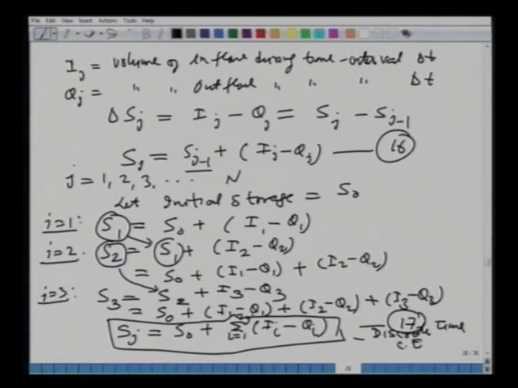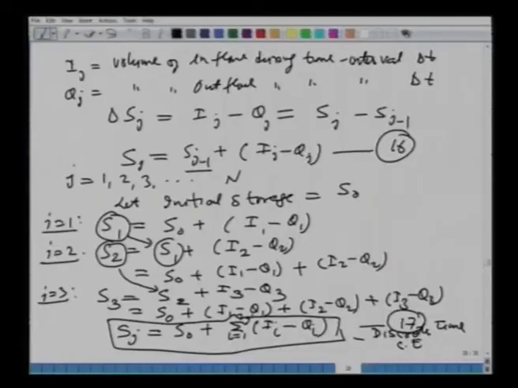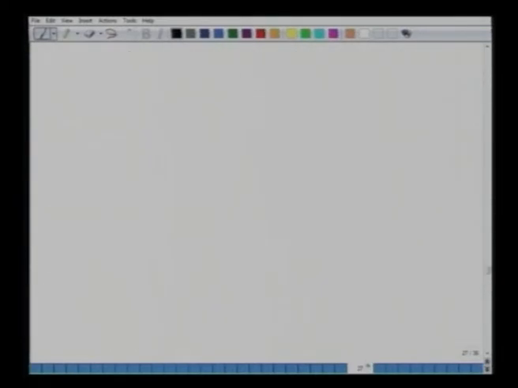Or in other words, it is the continuity equation in discrete time domain, which we can use to analyze the data which are measured at discrete time interval. All right. So, let us move ahead and look at the different ways of data representation methods.